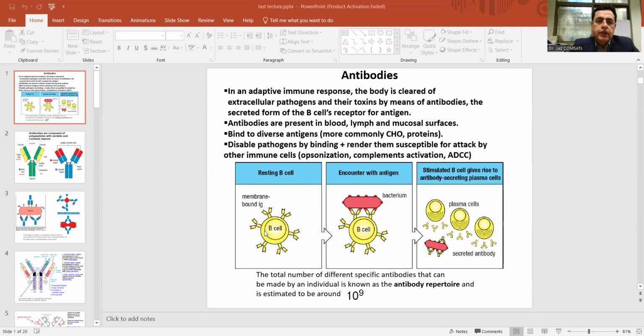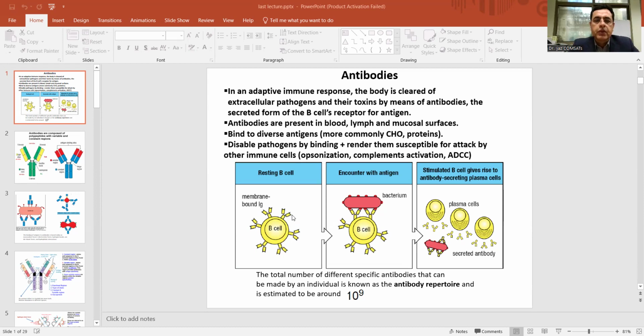As you can see here, this is a B cell with a B cell receptor. This is also called immunoglobulin. The B cells are the major cells in our body that produce immunoglobulins, which are also called antibodies. So the B cell receptor actually is an antibody which is expressed on the surface of the B cells.